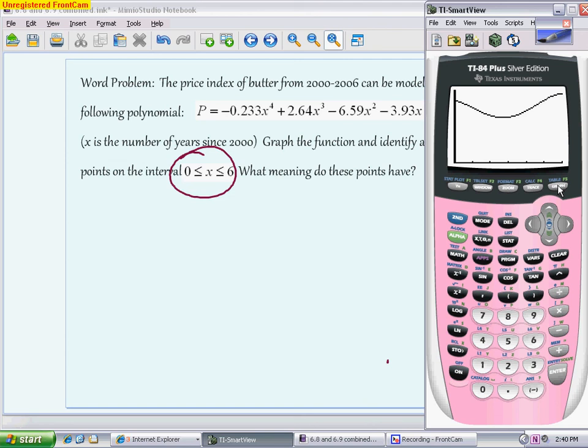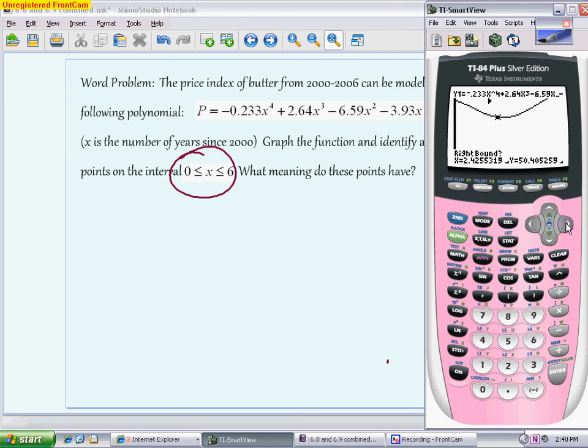So to review those steps, we go to the calculate menu, which is second and trace, and we hit minimum. You have to hit the right one you're looking for. You don't want to hit minimum and actually try to be finding a maximum. First, it needs to be on the left side or before the minimum occurs. So anywhere before the minimum occurs is fine. Hit enter. And then I need to be on the right side.